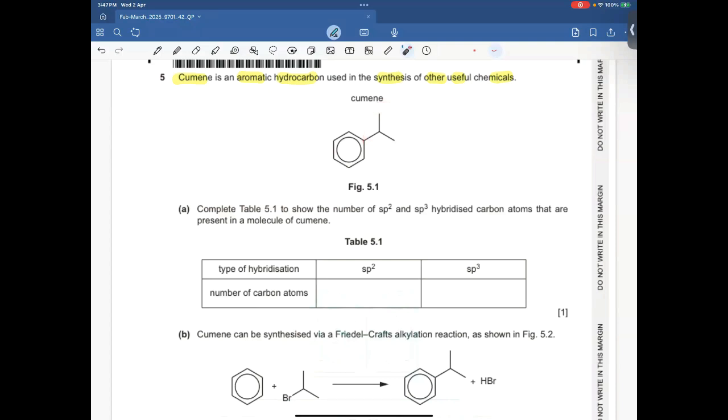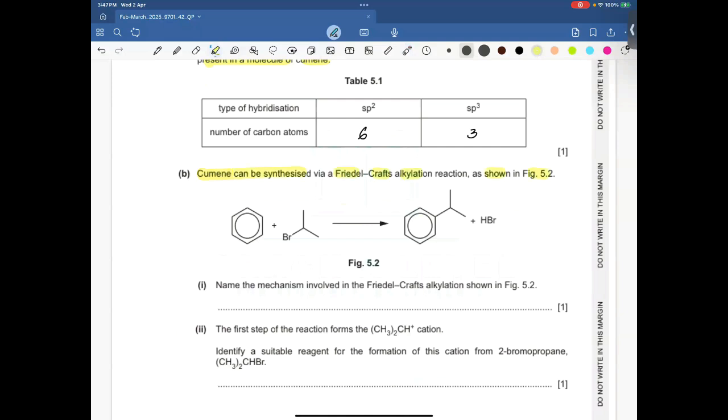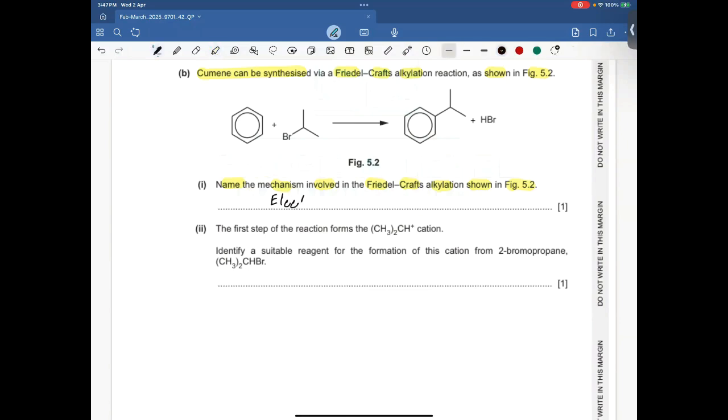Cumene can be synthesized via Friedel-Crafts alkylation, as I've told you earlier, as shown in figure 5.2. Name the mechanism involved in the Friedel-Crafts alkylation shown in this. Friedel-Crafts alkylation always undergoes electrophilic substitution reaction. The first step of the reaction forms is this cation. Identify a suitable reagent for the formation of this cation from 2-bromopropane.